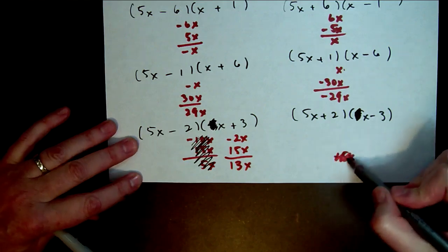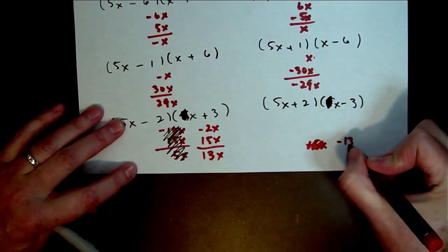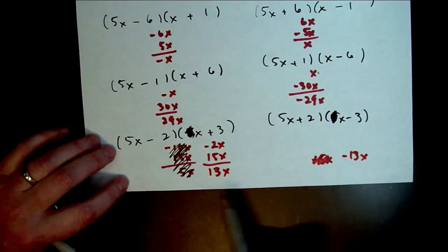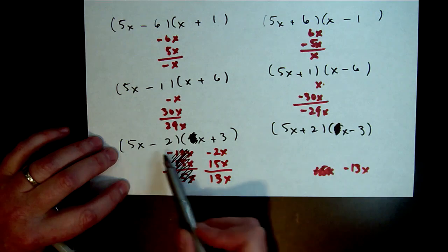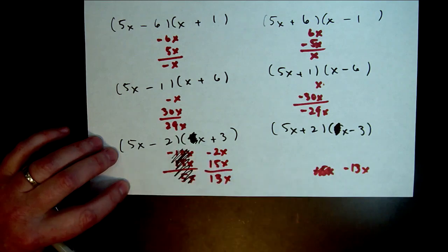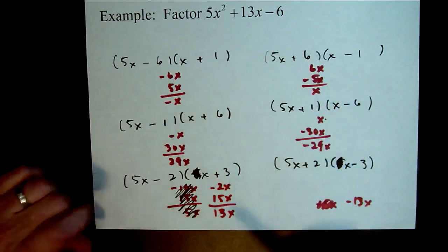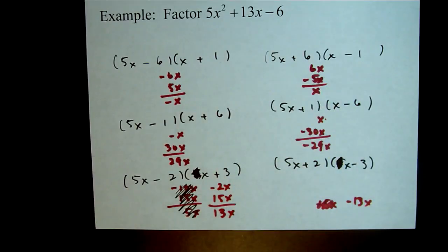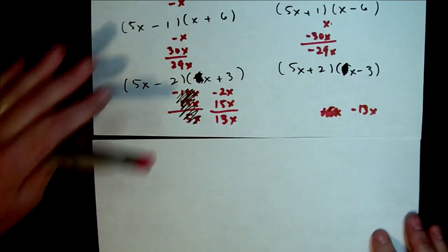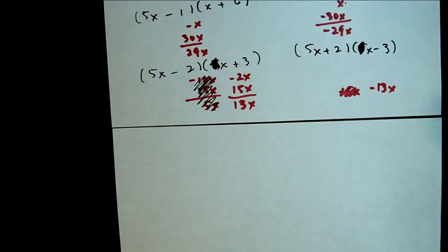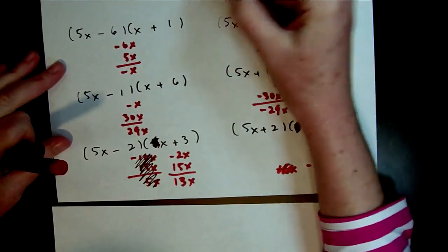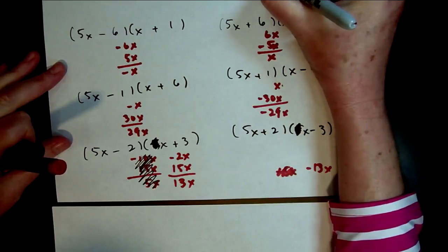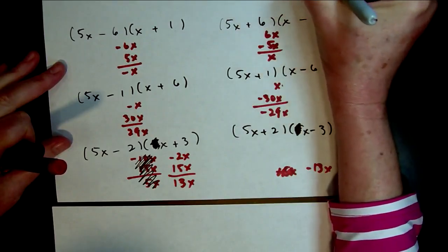And this one would give me a negative 13x. So if I had wanted a negative 13x and gotten plus 13x, I would know to just switch the pluses and minuses. But in fact, it's the 13x we want. So we're done with that one, except for checking it. Okay, so again, we've found the answer. So the multiplication problem that would be equal to this answer is 5x minus 2, x plus 3.